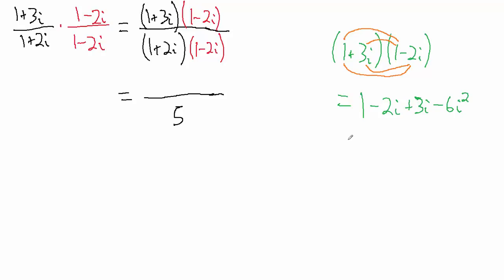Now when we simplify, we have 1 minus 2i plus 3i, that just becomes 1 plus i, that's nice. Now minus 6i squared, so minus 6 times negative 1. Remember, i squared is negative 1, that's the whole thing with complex numbers. So minus 6i squared means minus 6 times negative 1, which means plus 6. So this is 1 plus i plus 6, which becomes 7 plus i. So when we simplify the top, we end up with 7 plus i.